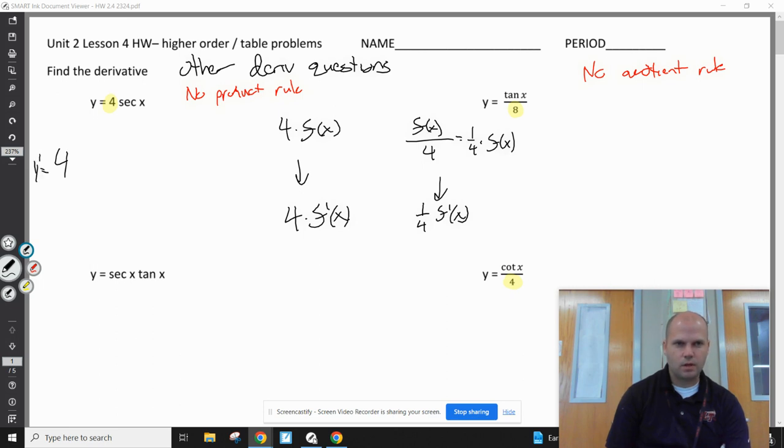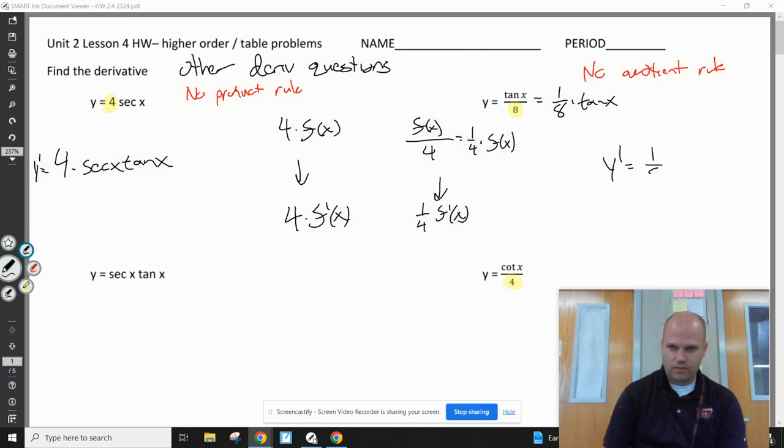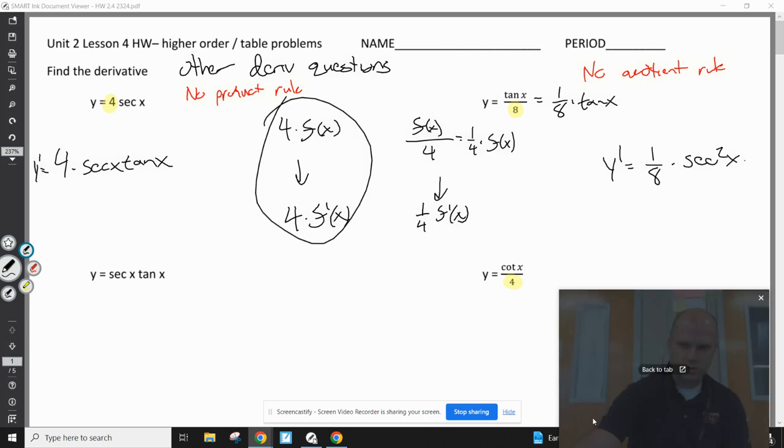Here's y prime. Take the derivative of secant. Derivative of secant you need to know is secant x tangent x. This will be given to you for the next quiz and the last quiz, but not for the test. The derivative of tangent is secant squared. Again, I would rewrite this as 1/8 times tangent. The derivative function would be leave the constant, take the derivative of the function. This is very, very important, especially later with notational derivatives.